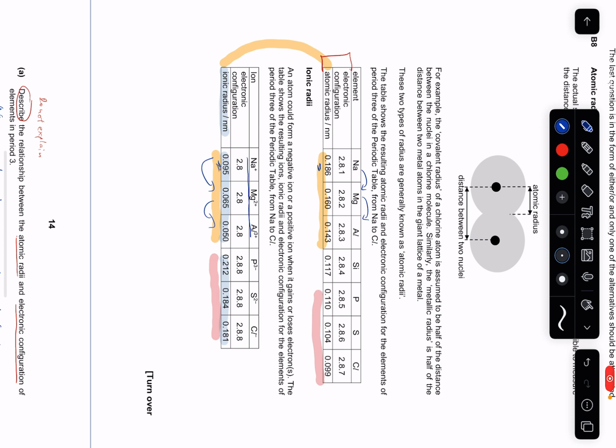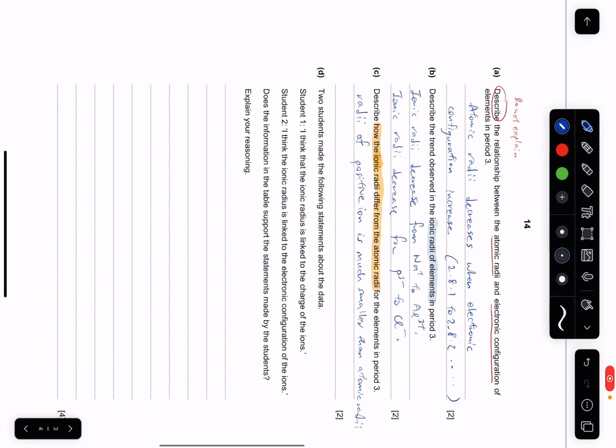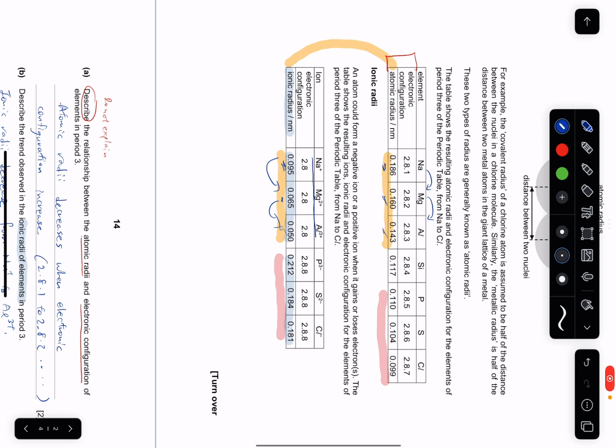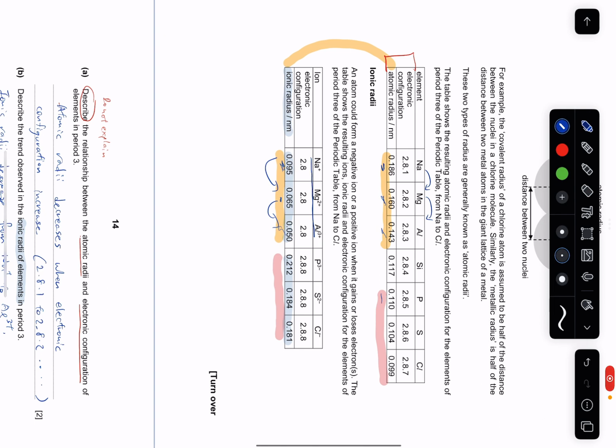0.186, 0.095, 0.16, 0.065, 0.143, 0.05. So the ionic radii is significantly smaller. Then now let's look at the red color. 0.11 to 0.2. Wow. 0.1 to 0.184. So it seems like there is an opposite trend.